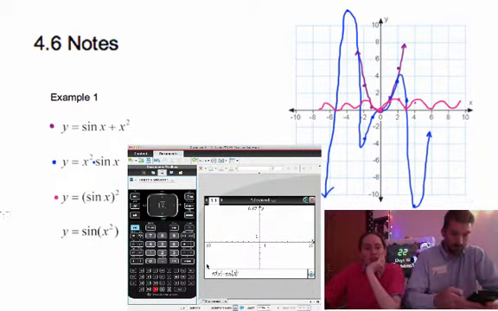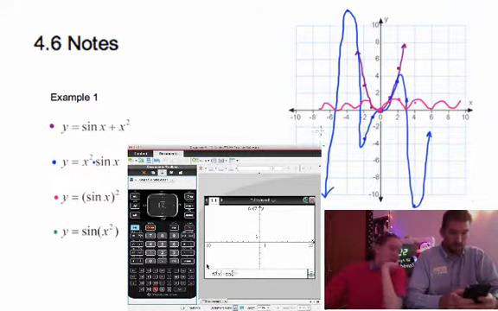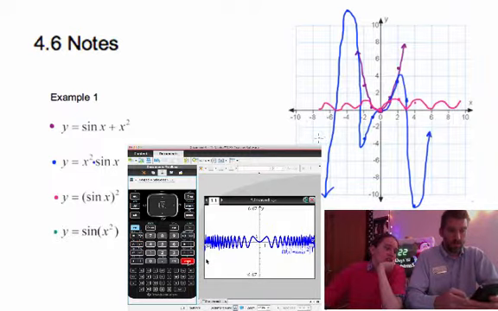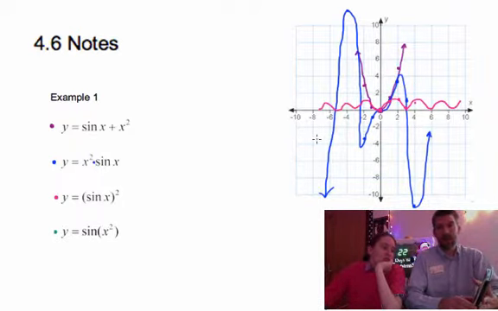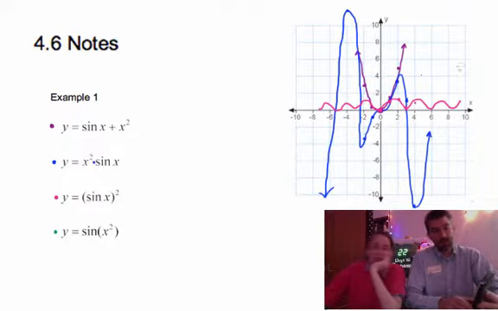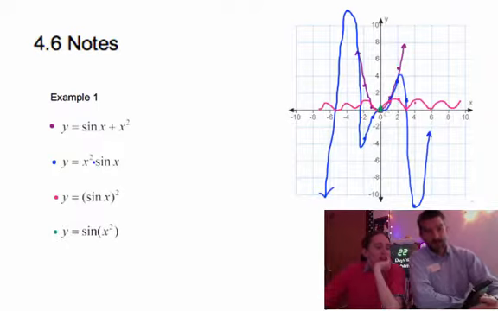And last, sine of x squared. So now all those values we're putting in will be squared first, and then we're going to put them into sine. So let's see how that changes things. Whoa. That's a crazy looking graph. So 0, 0 is still there, and then at 1 we're at 0.84.